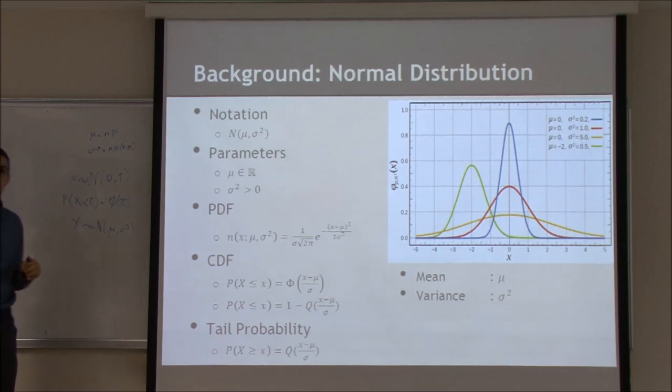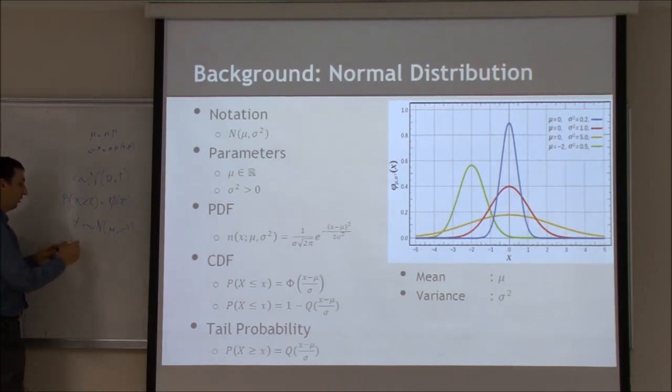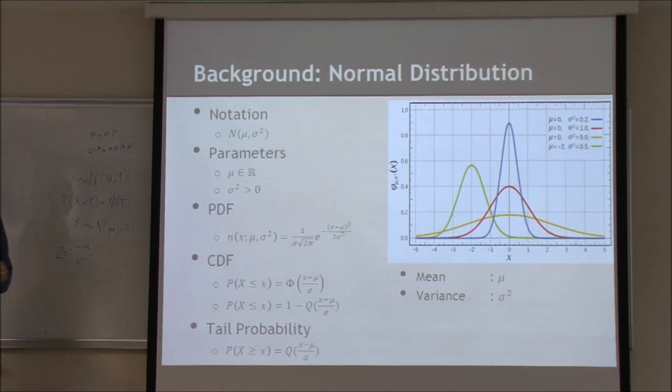Remember something from probability lecture? You standardize it. How? You consider this distribution, y minus mu divided by sigma. This is z. This is called z distribution. Okay?